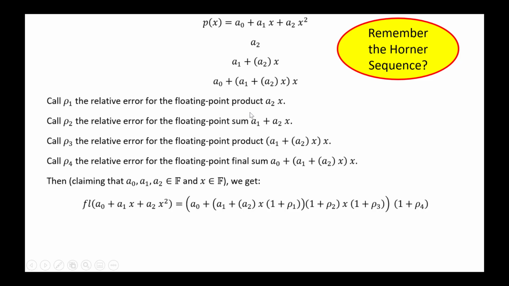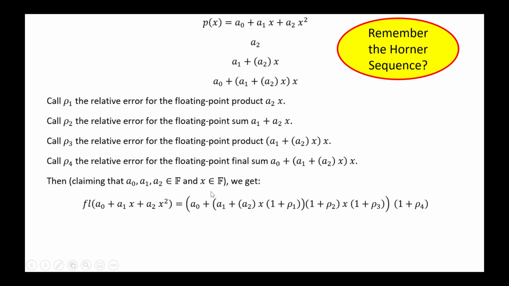And it ends up being, remember, the 4 operations. We have a row 1 for the relative error for the first floating point product, a2x. We've got row 2 as a relative error for the floating point sum, a1 plus a2x. We've got row 3 as a relative error for the floating point product, which is a1 plus a2x quantity times x. And then we have row 4 as the relative error for the final floating point sum, where we just add in the a0. So remember, we're going to claim that a0, a1, a2 are floats, that we're looking at a proposed x being a float as a potential root.